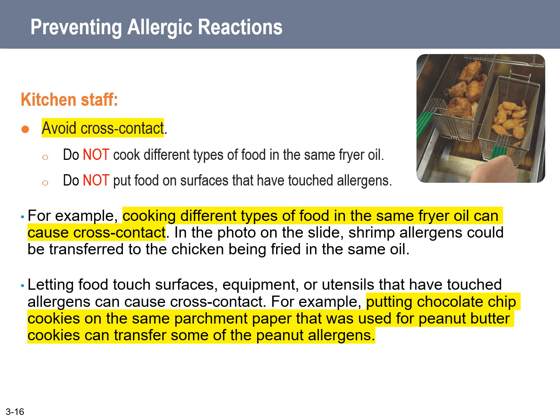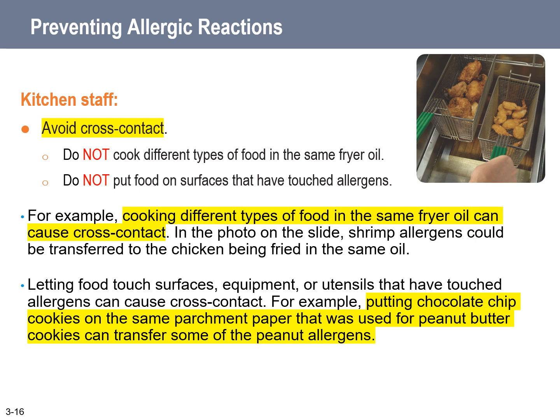Kitchen staff, avoid cross contact at all costs. Do not cook different types of food in the same fryer, and don't put food on surfaces that have been touched by allergens. In the picture, you can see there's shellfish and chicken in the same fryer. That would be a no-no. You'd want fish in one, chicken in another.